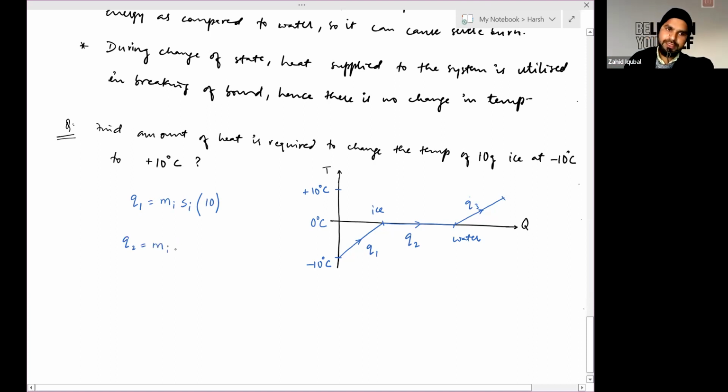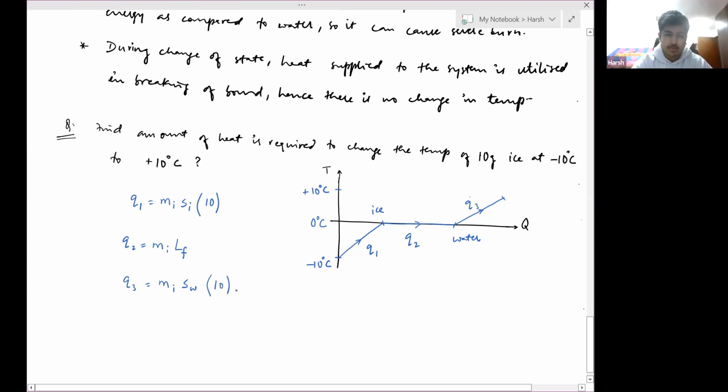So mass of melted ice and latent fusion constant. And in the third part, this entire ice gets melted into liquid water, but the mass will remain the same. Now it will become water, so it's the specific heat of water, and the change in temperature from 0 to 10. Okay, just put all the values and simplify it.